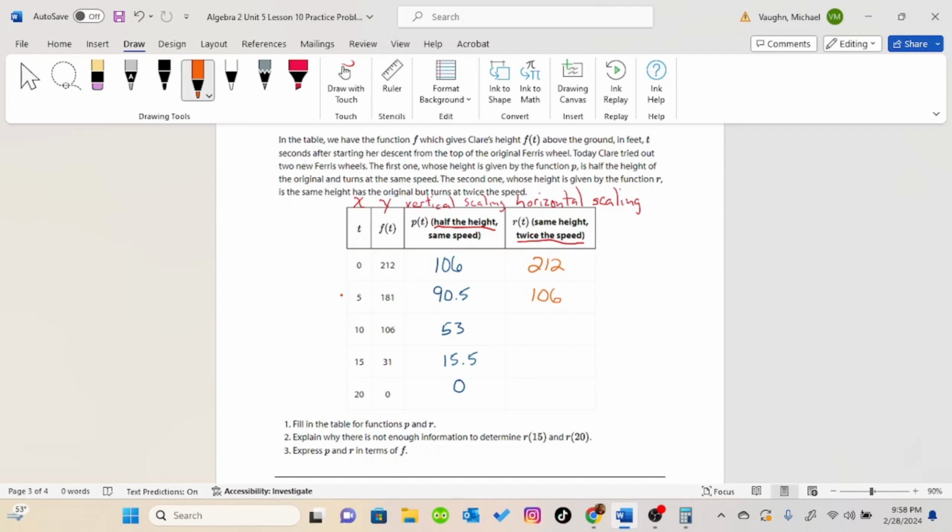If I want 2 times 10, that's 20. And the y value for 20 was 0. If I want 2 times 15, that's 30. But I don't have a 30. So we don't know. And if I wanted 2 times 20, I would need 40. We don't have 40, so we don't know.